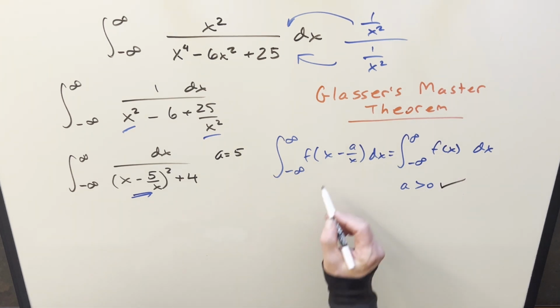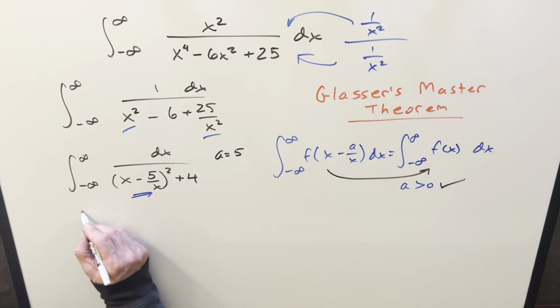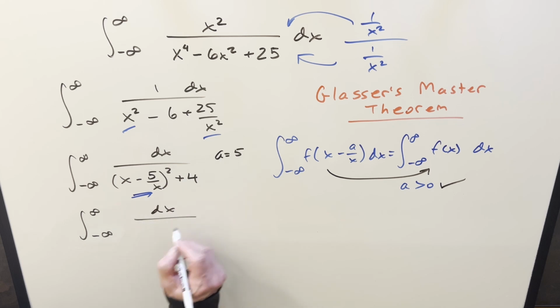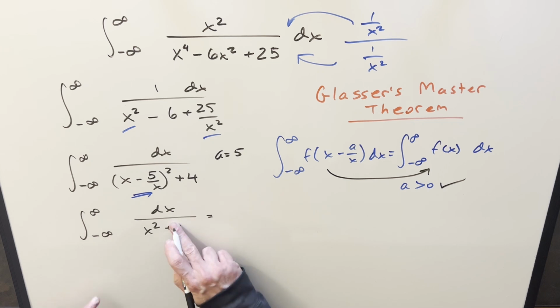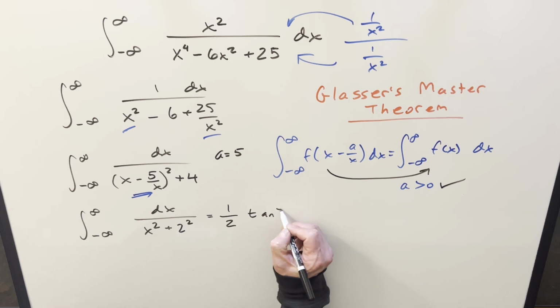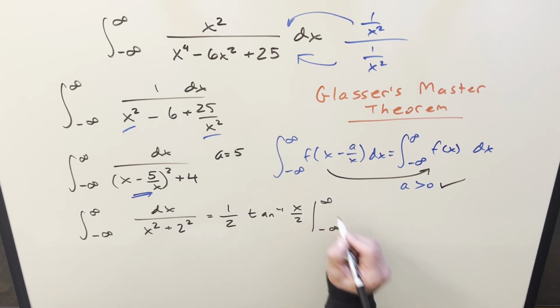So we can take this thing and go from here to here, and then this f of x is going to simplify it a lot. So this is just going to become dx over x squared plus 4. But this thing here, this is just the arctan formula. We can think of this here as 2 squared. And so using the formula on that, we're going to have just 1 over 2 arctan of x over 2, evaluated from minus infinity to infinity.